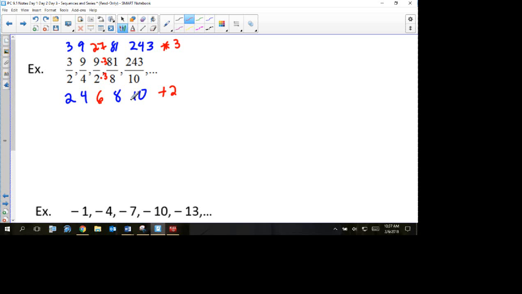So since on top I'm multiplying by 3 each time, that tells me that 3 is the base of an exponent. On the bottom, since I'm adding 2 each time, that tells me I'm multiplying 2 by the term number. And then we can plug in 1 on top and bottom, and it does equal 3/2. We can plug in 2 on top and bottom, it does equal 9/4. You can try all of them, and they will all work. So this is our formula.